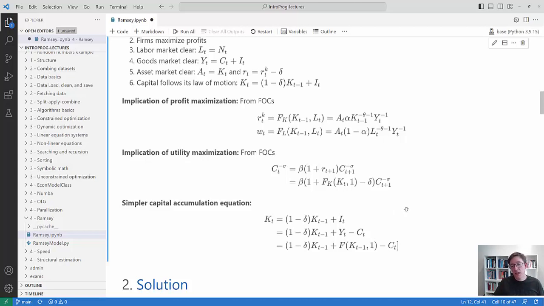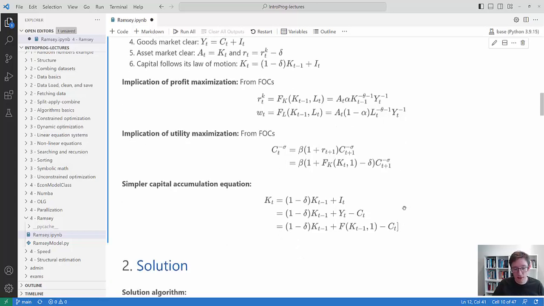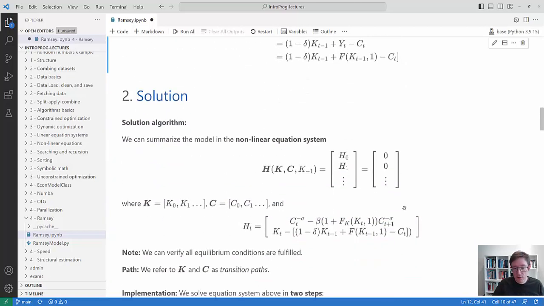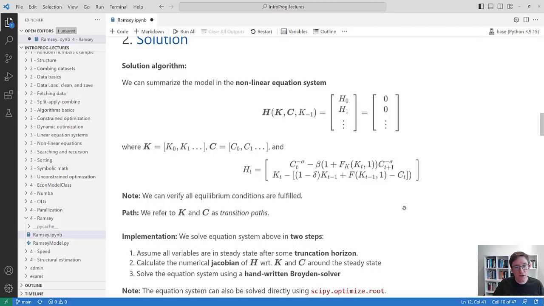If we now want to think about how we will be solving this model, then we can show that we can summarize all of the model in a nonlinear equation system, as written as this. So here the boldface H is stating the whole equation system. Boldface K and C are the vectors of capital now and into the infinite future, and consumption now and into the infinite future.